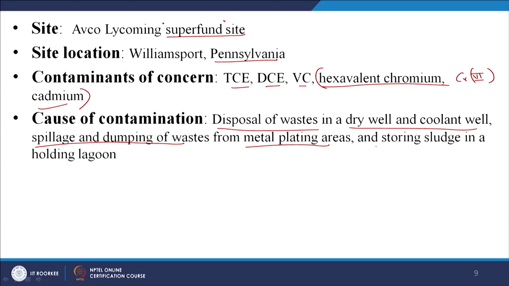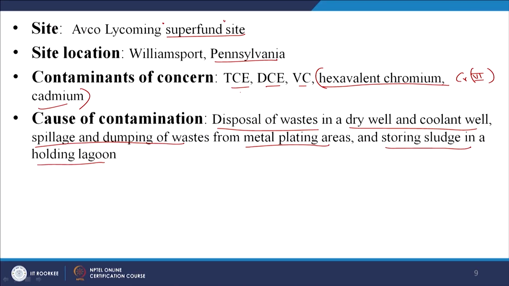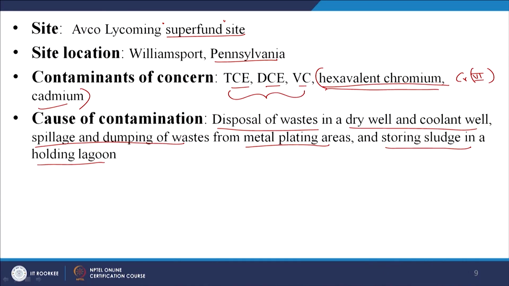Some of them are carcinogenic, and also sludge was stored in a holding lagoon, that too without a proper lining or such. So some of it leached out into the relevant subsurface, let us say, right. So you have, as you see, a wide variety of contaminants. These are all chlorinated hydrophobic contaminants. Hexavalent chromium is very much hydrophilic, it is remarkably soluble. Cadmium is somewhat soluble, so it will even be present as a solid, right. So it is a relatively complex system, let us say, right.